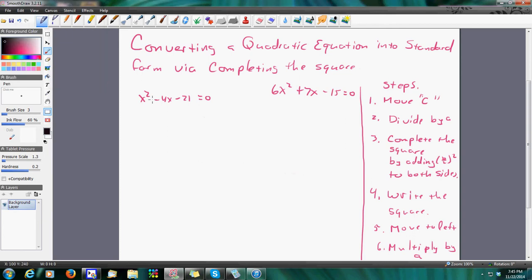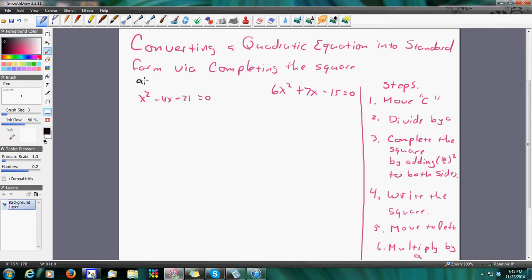Alright, this is some pretty exciting stuff. You're going to have to really stay with me to do this. We're going to convert a quadratic equation to standard form via completing the square. And I'm going to do two examples, alright? Now, I'm going to explain why on earth you'd ever want to do this, but here's what we're going to do. Pay attention. Follow these steps and you should be okay.